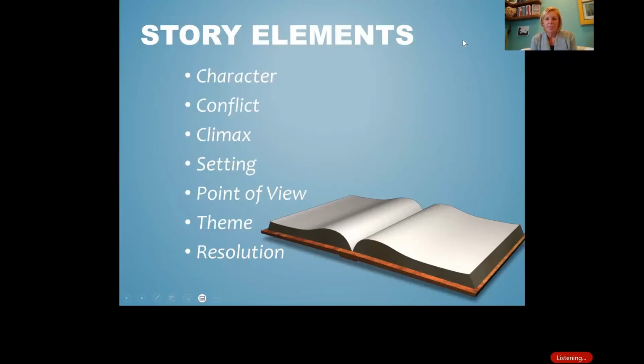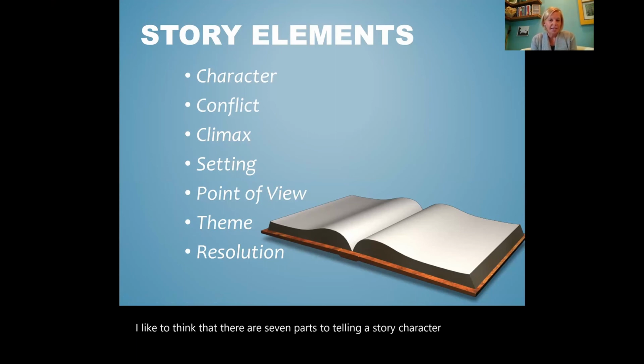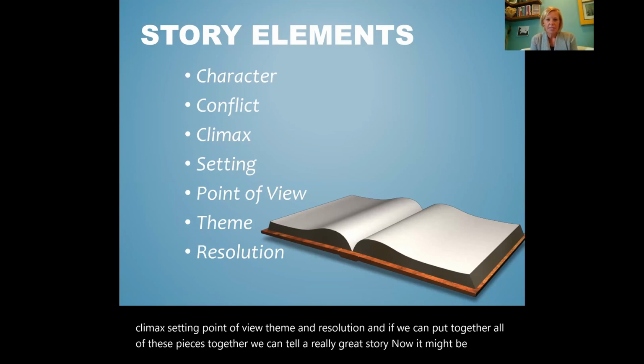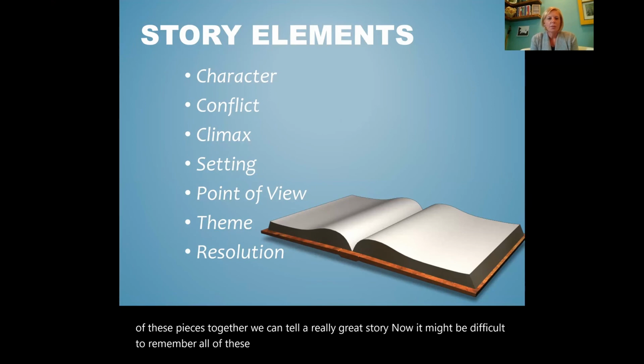I like to think that there are 7 parts to telling a story: character, conflict, climax, setting, point of view, theme, and resolution. And if we can put all of these pieces together, we can tell a really great story. Now, it might be difficult to remember all of these pieces. There's kind of a lot of C words. 7 is a long list of things to remember. So I like to teach students this acronym.